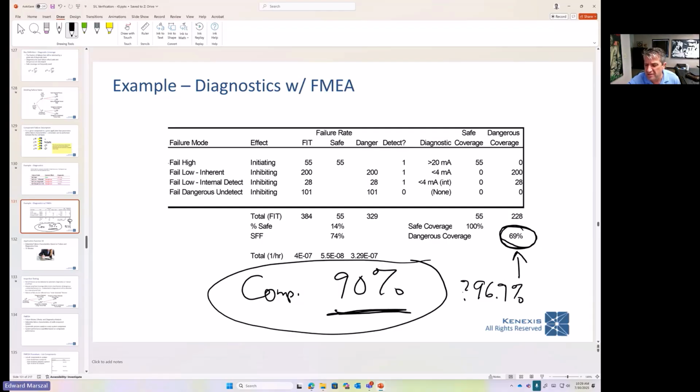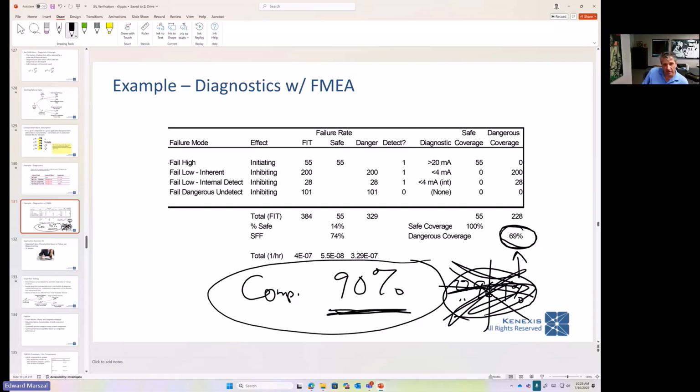Is that correct? Should I be doing that? Is that valid? No, it's not valid. Squish this out of your mind. That is the incorrect way to do it. You cannot do this. This 90% is a total. It's a cap. It's not that we're detecting 90% of what the internal diagnostics didn't detect.